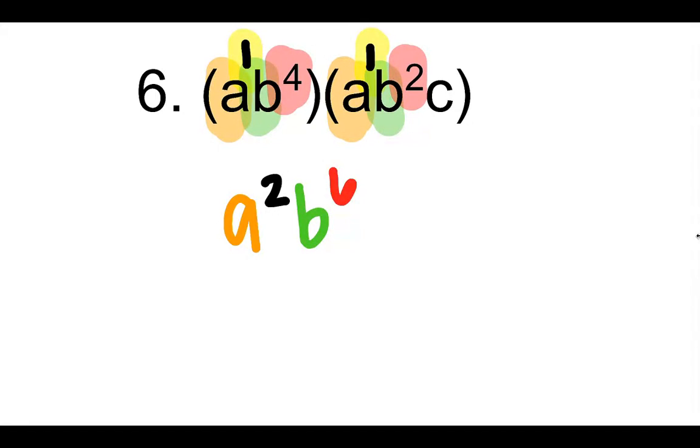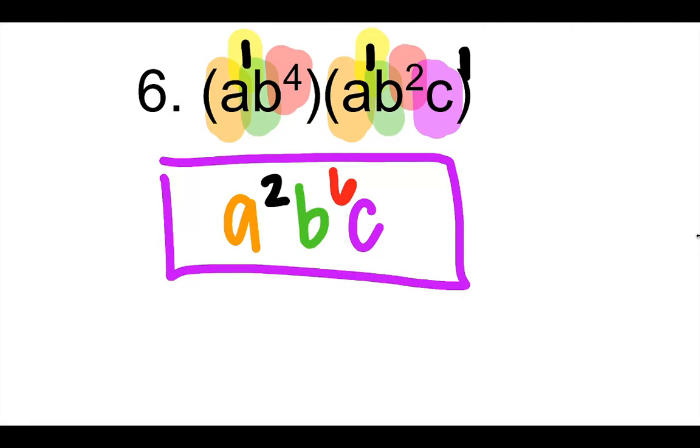And lastly, I've got this little c guy hanging out at the end here. He doesn't have an exponent, so it's 1. And there's no other c, so it's just adding the c at the end. And there is, it's simplified. All the exponents multiplied together.